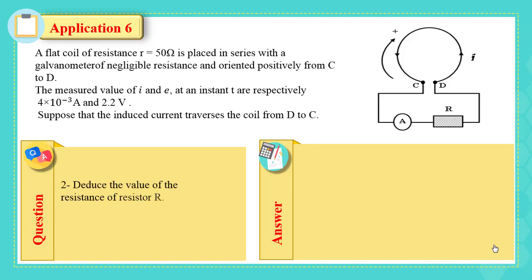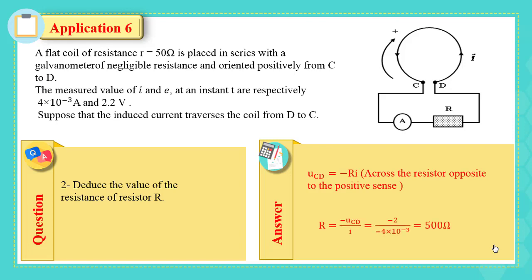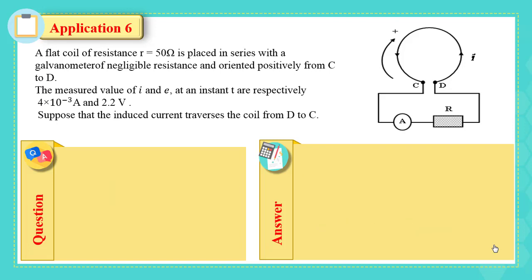2. Deduce the value of the resistance of resistor R. According to Ohm's law, U equals Ri, but UCD equals minus Ri. Since UCD is across the resistor opposite to the positive sense, then R equals minus UCD over I, equals minus 2 over minus 4 times 10 to the power minus 3, since I is opposite to the positive sense. So the value of R is equal to 500 ohm.